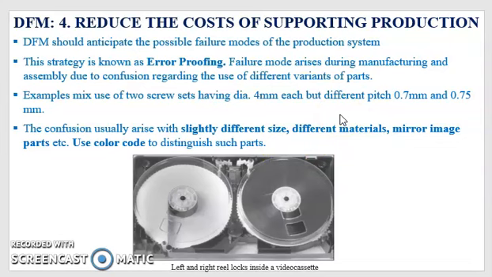In order to avoid such confusion, a common practice is using color code to distinguish such parts. Color coding is widely used to store different kinds of gases such as nitrogen, oxygen, helium and acetylene in cylinders or containers in the industries also.